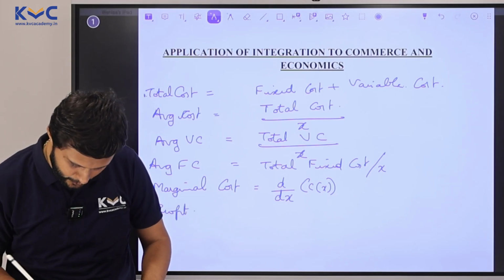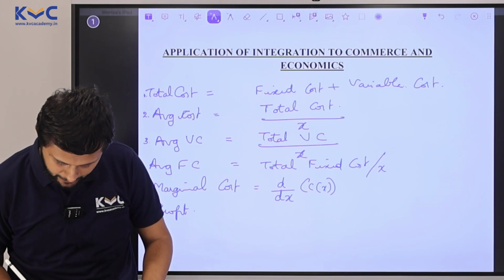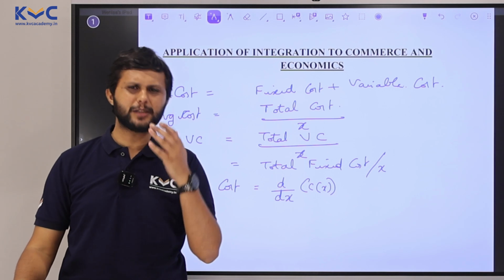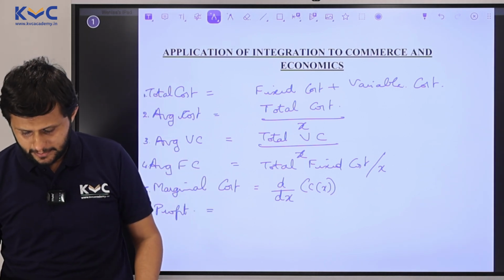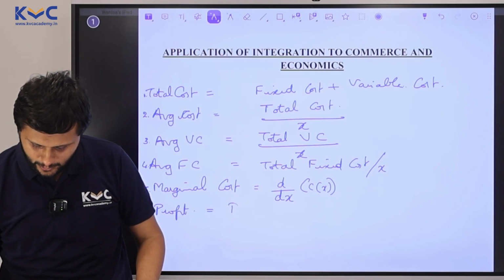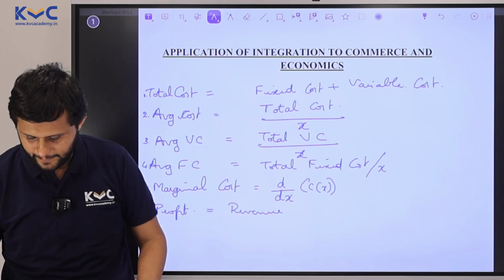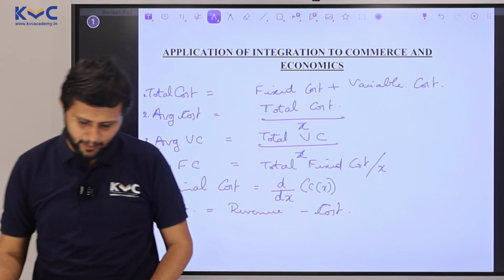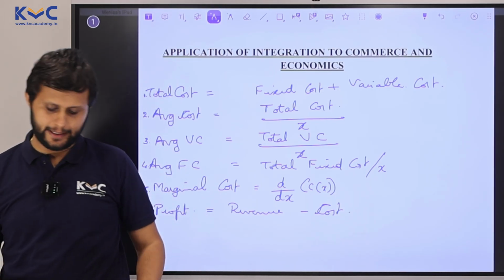We'll number it, so we'll know how many to remember also. Next we'll come to profit. How is profit calculated? Profit is, sorry, not cost, revenue minus cost. The total revenue that I have minus the total cost that I have.